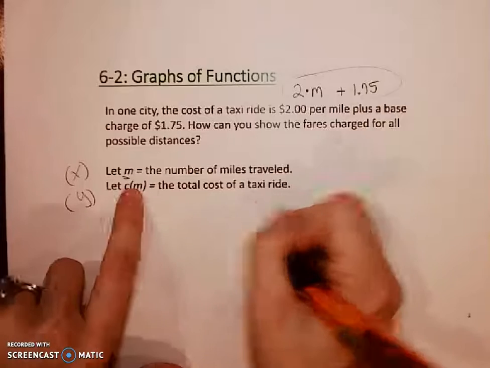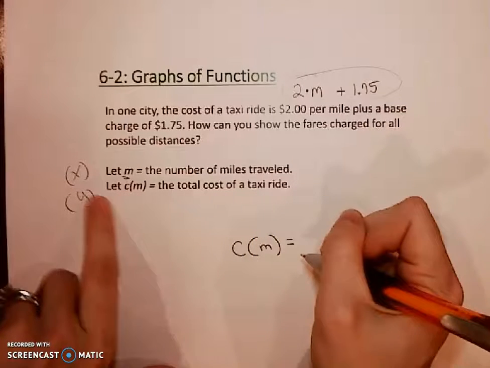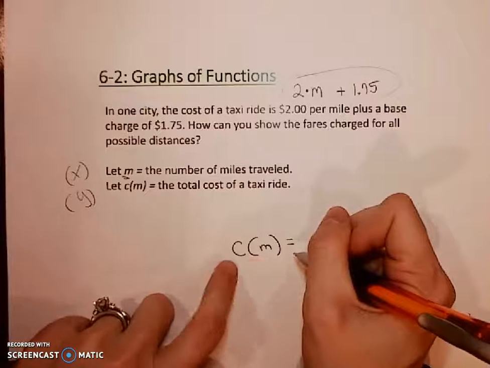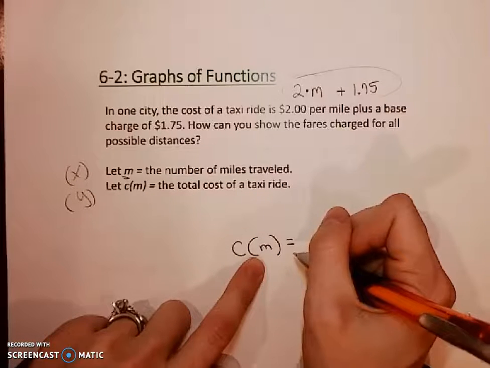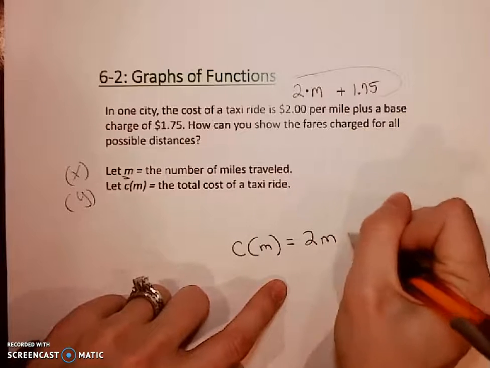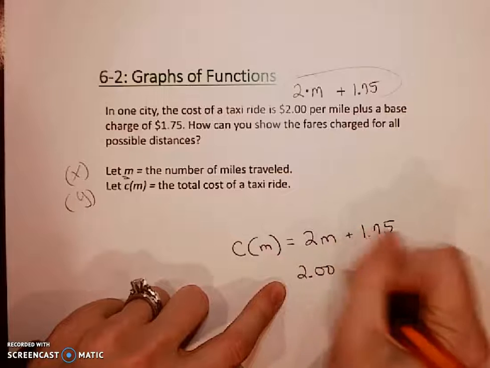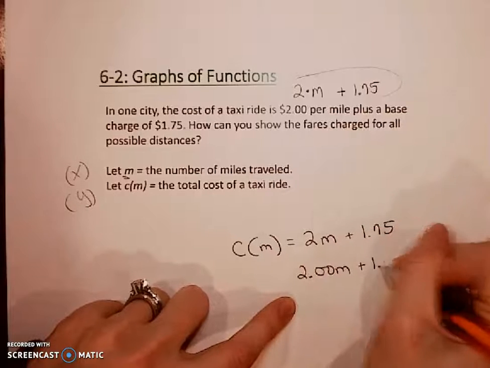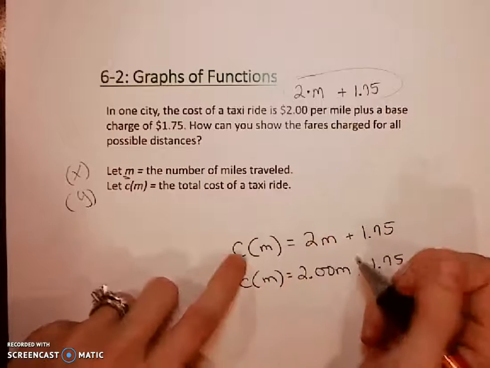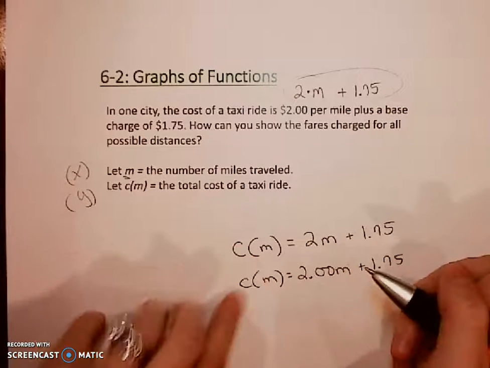So when I rewrite it, the cost of that taxi, so cost is always y, we talked about that, okay? So c of m just means the cost of miles here is going to equal $2 per mile plus $1.75. Or you could write it as $2 times m, like that, plus $1.75. Okay, so this would be my function here. Okay, again, c of m just represents y. All right, and then m here just represents number of miles.